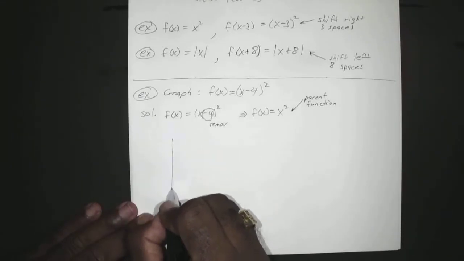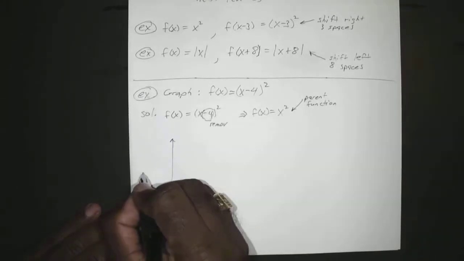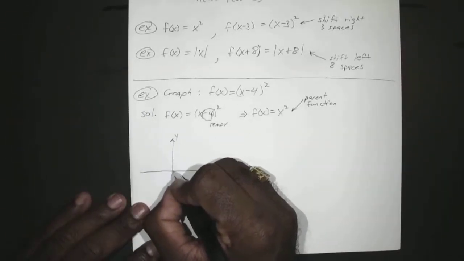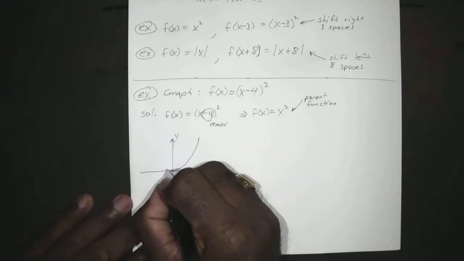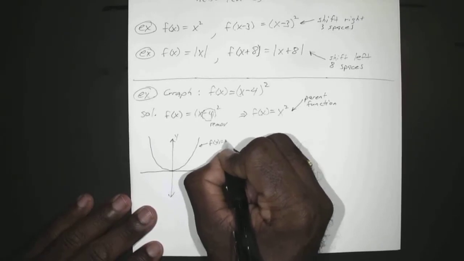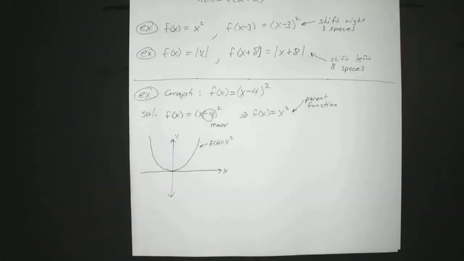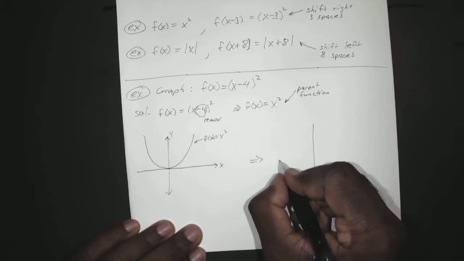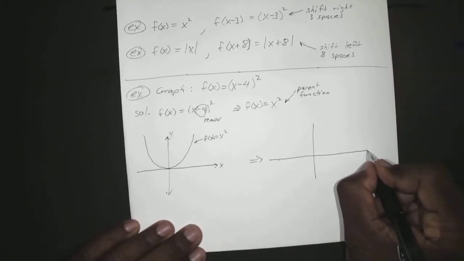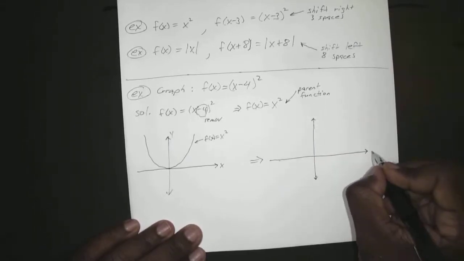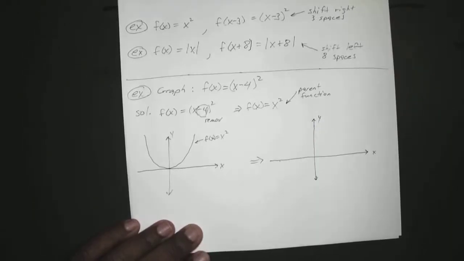So if we graph, that's our x, that's our y. And we know our x squared looks something like that, give or take. So that's f of x equals x squared. Okay. So we know, and make sure I have enough room. That's our x, and that's our y.